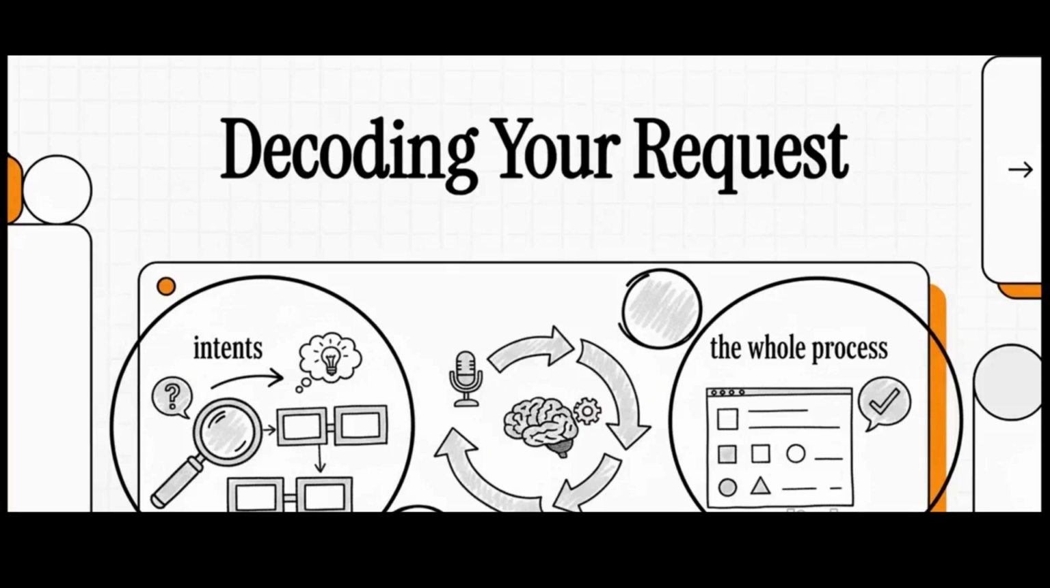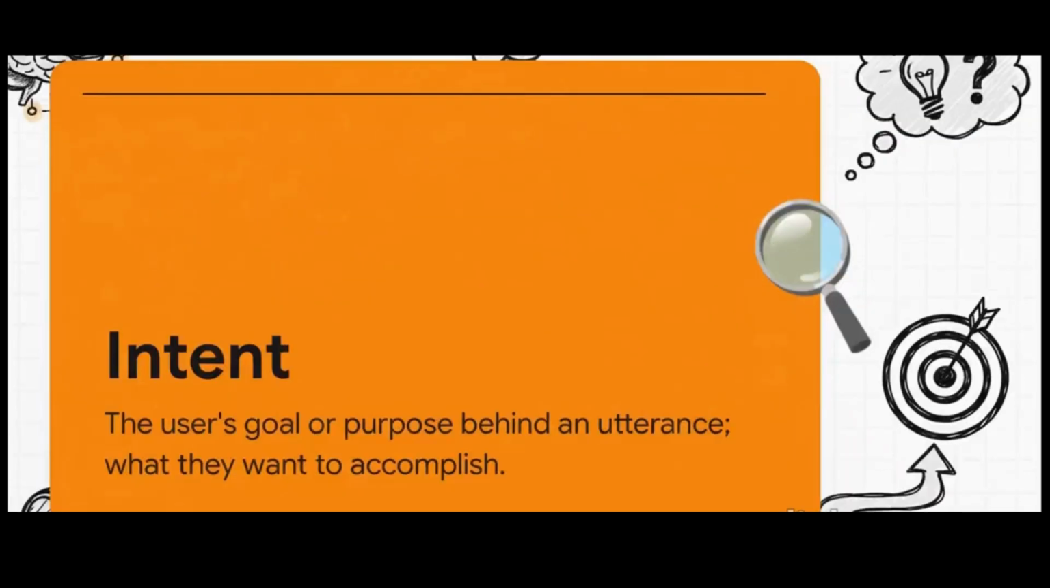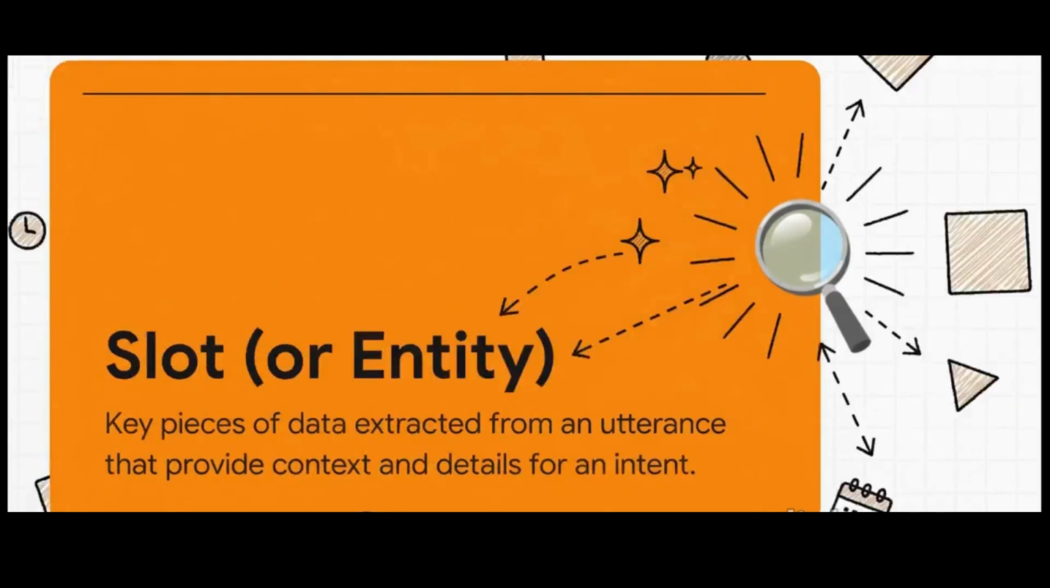There are really just three key concepts that make this whole thing possible. First up is the utterance. It's pretty simple. It's just whatever you say to the bot. Then, the bot figures out your intent. Basically, what's the main goal behind your words? And finally, it pulls out the slots or entities. These are those all-important crucial details.